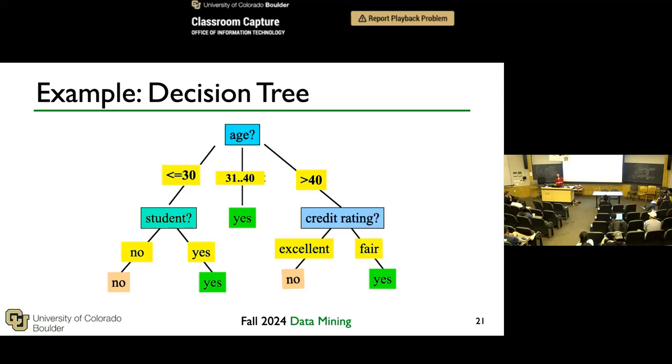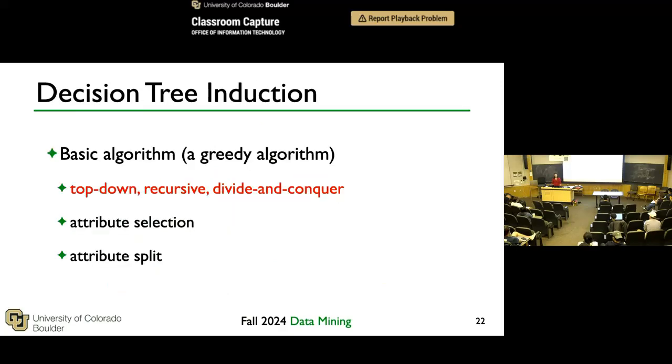Okay? And actually, it turns out this problem is NP. So in the real world, we don't have a very efficient approach if you want to check all the possible scenarios. Instead, we need to use some kind of heuristics. Okay. Now, how do we do it? So decision tree induction, the basic method, is a greedy algorithm. What do we mean by greedy algorithm?